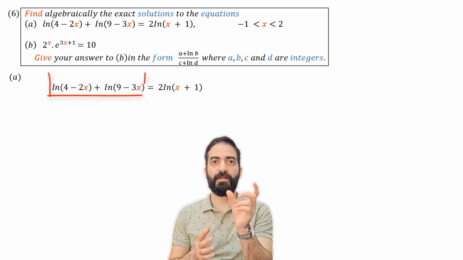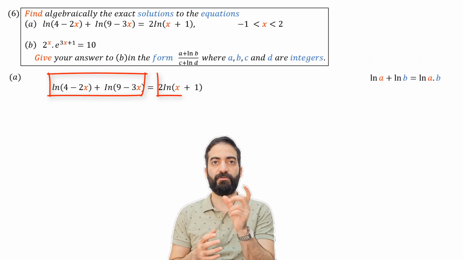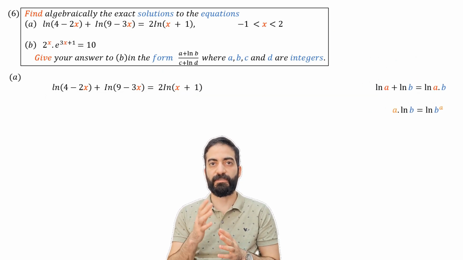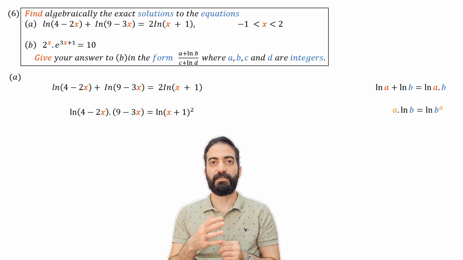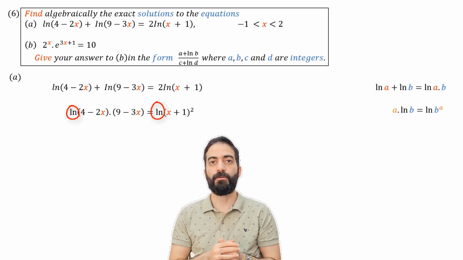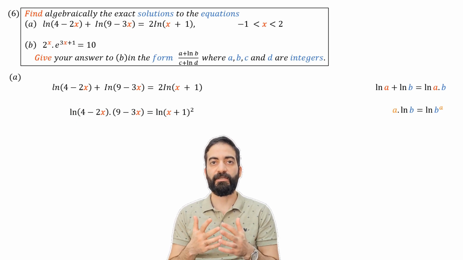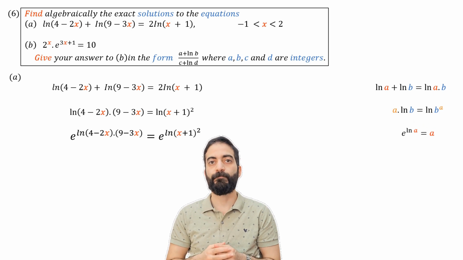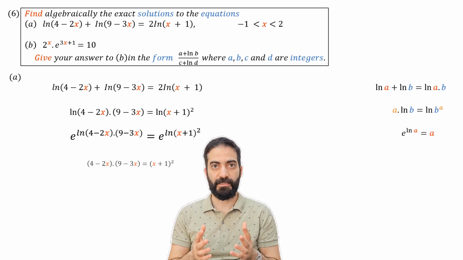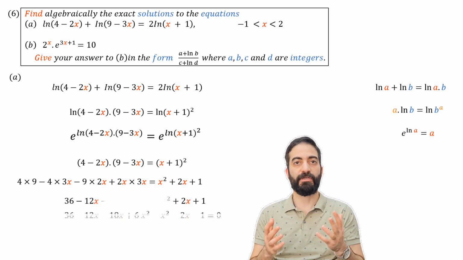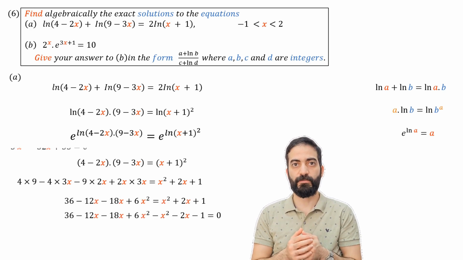First, here we can use this rule, and here we can use this rule. Now that we have obtained this form, there is one ln before the equal and one ln after the equal. Now we can get rid of ln by using e in this form. Now we expand and also simplify, so we get the quadratic equation.